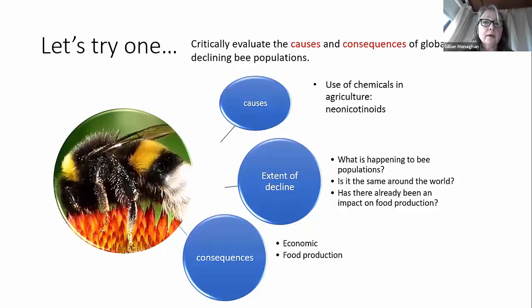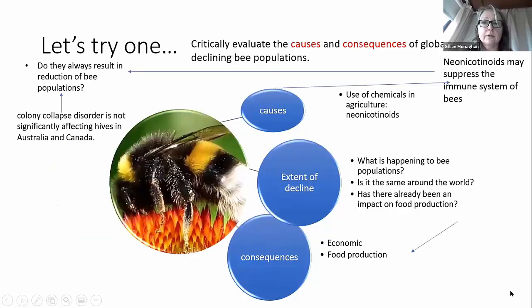Because although I don't know the answers to those questions, I do know that there's a relationship between bees and food. Bees pollinate our food. So this is me just getting out of my brain what I already know. So the consequences, I'm assuming, would be economic and food production. So I know a bit, but I need to know some more, and I need to do some reading. So let's have a look.